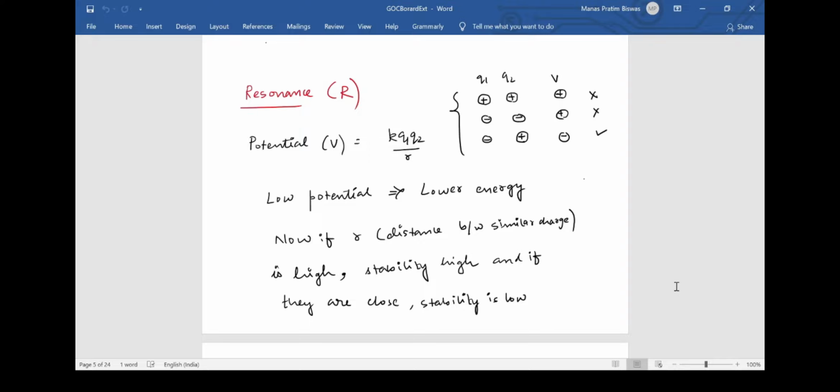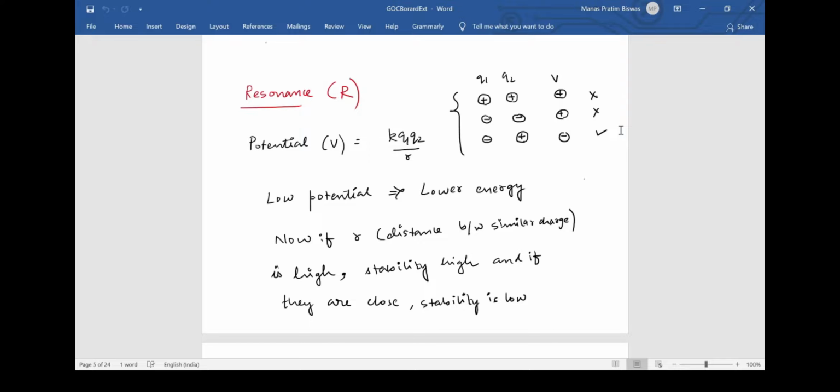We can also see from this chart, where I have jotted down all the possibilities, that if there is a plus and a minus and they are near to each other, then the force of attraction increases. I also mentioned in the previous lectures that the force of attraction signifies the nature of stability of the system. The more the attractive forces, the more stabilized the system gets. The more the repulsive forces, the more destabilized the system gets.